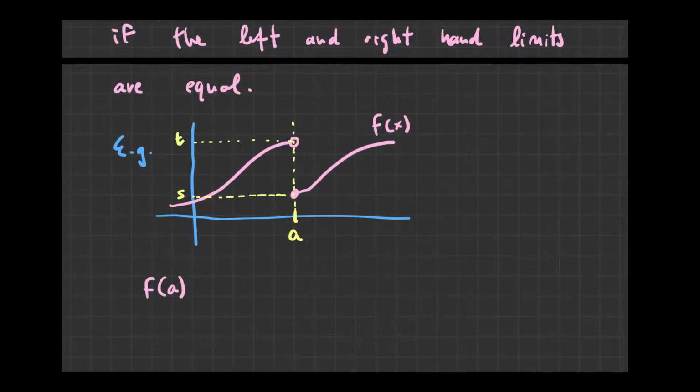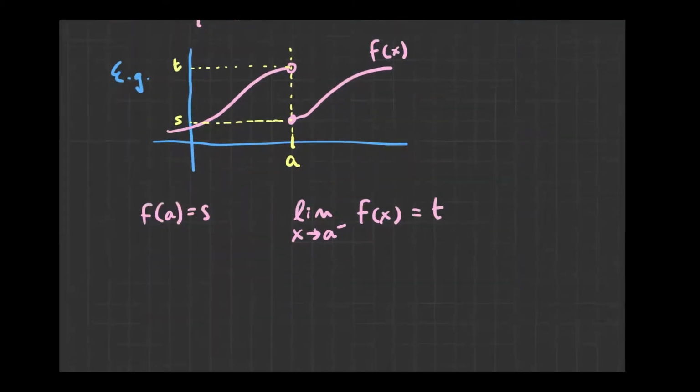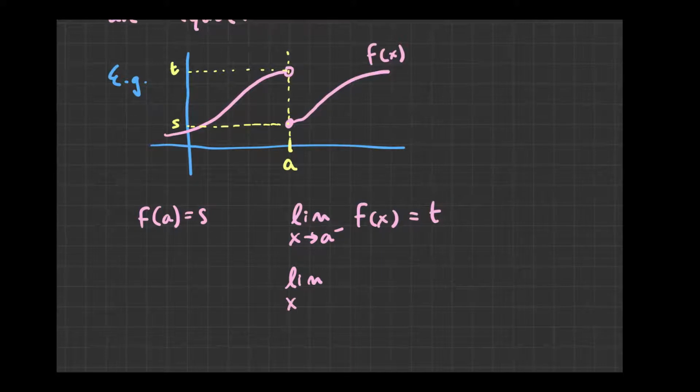So f of a, in this case, is equal to s. And I know that because this is a filled in circle, and this is an empty circle. But there's another few things that we need to notice here. The left-hand limit is approaching the value t. So the limit as x approaches a from the left of f of x is equal to t. But the limit as x approaches a from the right, that's how we write the right-hand limit of f of x, is equal to s.